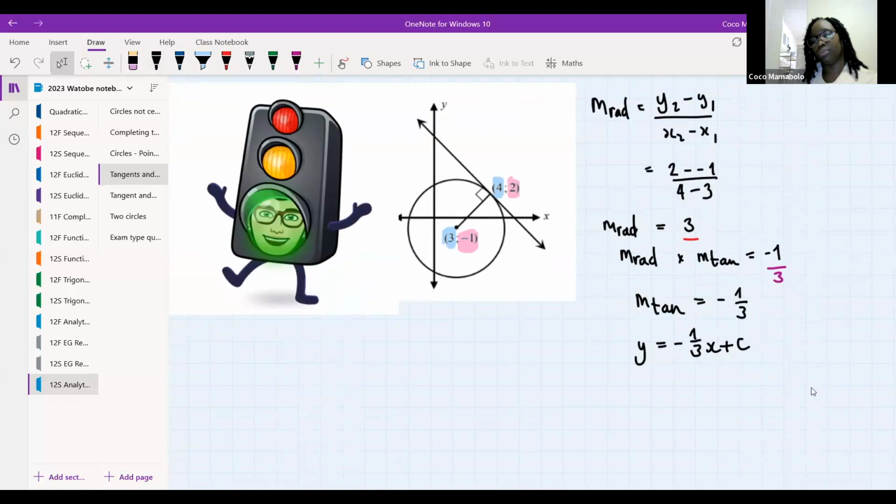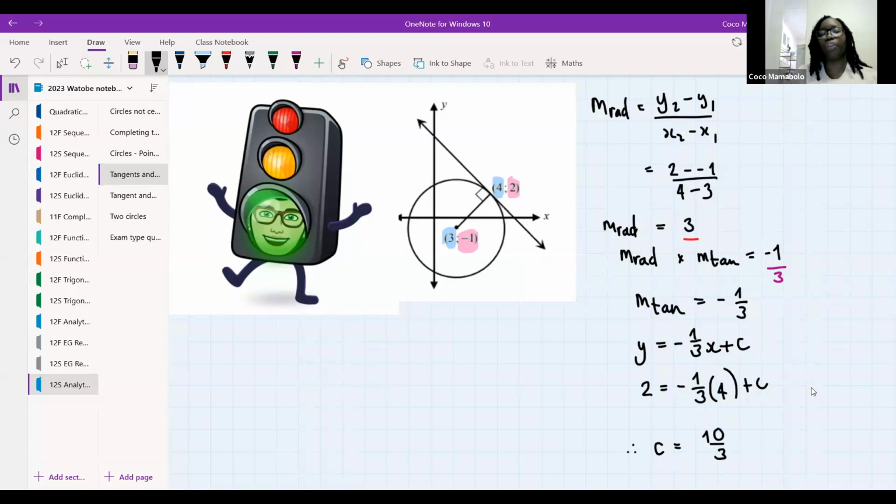So tell me, what did you write from this point on? Then I substituted in the point 4, 2. Good. So I substituted, yes, 2, like that, plus c. Yes, ma'am. Excellent. And then, what else did you get? Then for the value of c, I got 10/3. Beautiful. 10/3. Without skipping a beat, my sweetie.